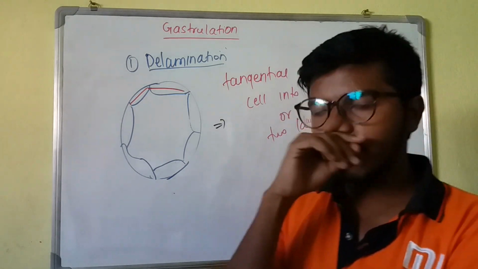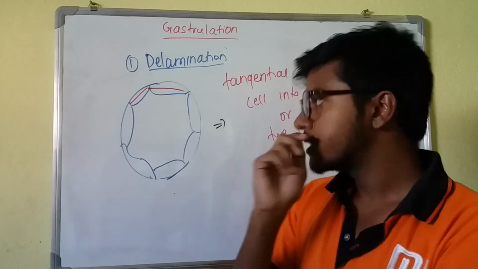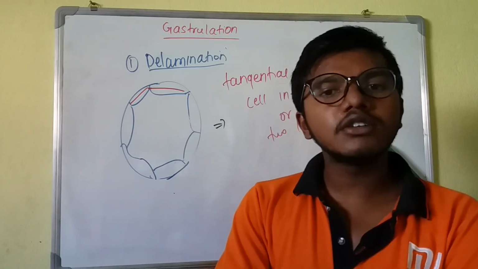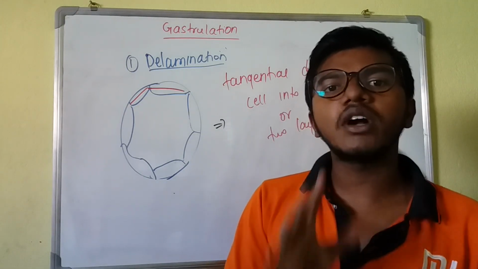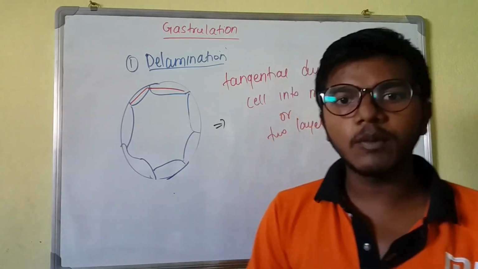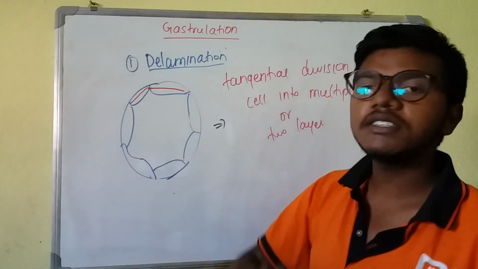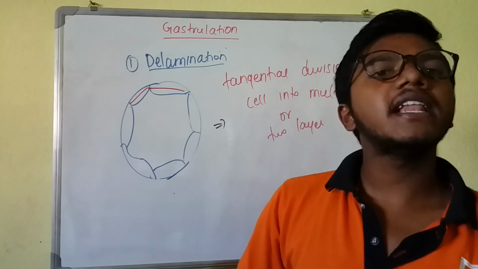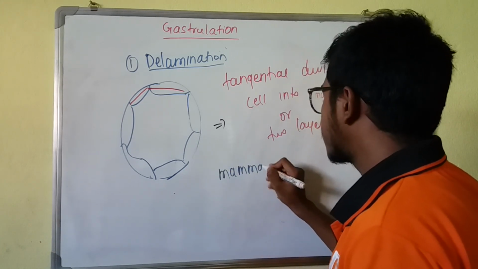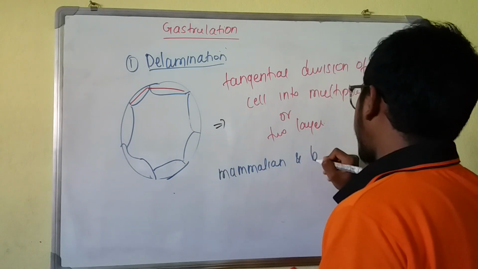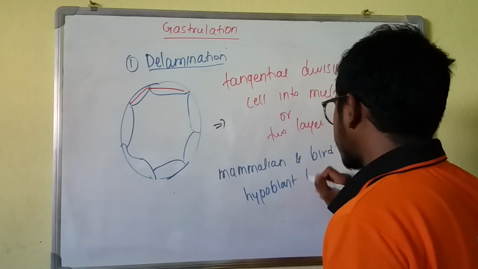So I wish all of you get admitted in MBBS. If you study the embryology of human beings, you can see in the embryo there occurs mammalian hypoblast formation, through which there is epiblast and hypoblast. So delamination occurs in the case of mammalian and bird hypoblast formation.